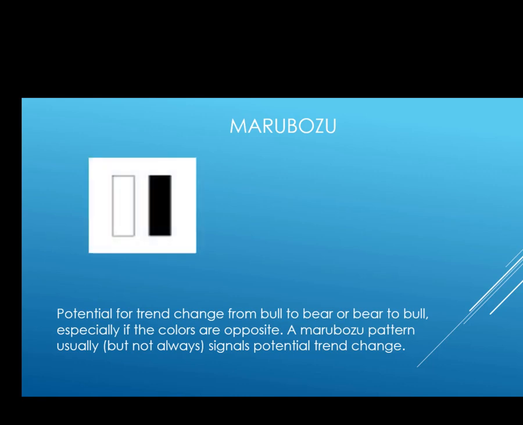Another interesting pattern is called a marubozu. In this case, we see that there are no shadows or wicks on the candle in either case. So this is a bullish marubozu. This is a bearish marubozu. And once again, this is a potential for trend change. I call them pivot points. This is a possible pivot point.